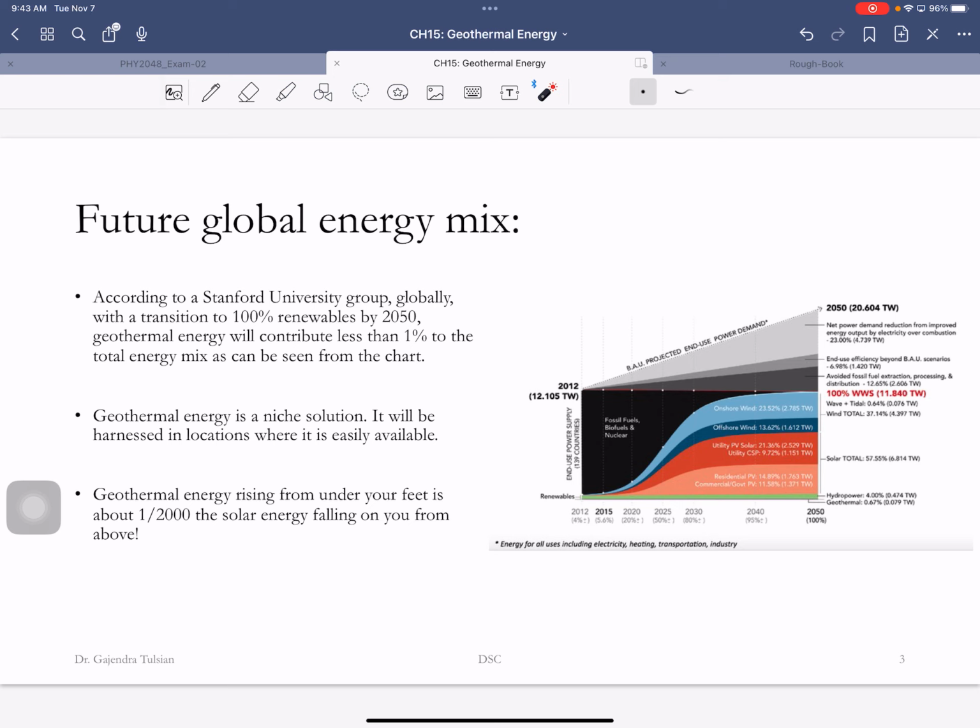By 2050, 40% of the global energy will be coming from wind, solar, hydropower will be a very small portion, and geothermal energy will be less than 1% of the world's energy. So we are talking about a small contribution. Geothermal energy rising from under your feet is about 2,000 times less than the solar energy falling on you from above. So if you want to become a billionaire, solar energy is what you want to pursue, not geothermal energy.